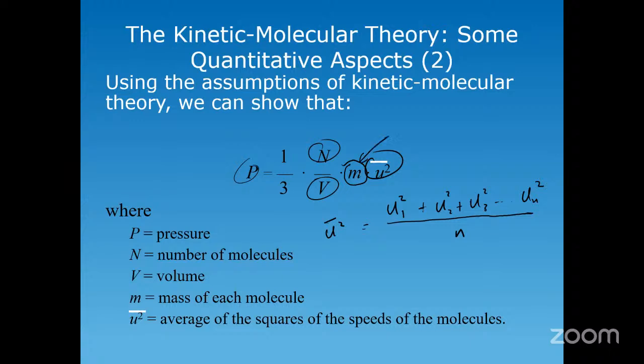Now, this one, I don't think we have actually met incidentally, but basically what this is telling us is that the heavier the molecule, the greater the pressure, right? So if you compare two molecules, let's say you compare hydrogen, which has a molar mass of about 2, to oxygen, which has a molar mass of about 32, everything else being the same, oxygen will exert a greater pressure compared to hydrogen because of the greater mass.